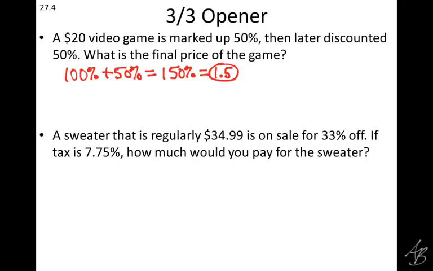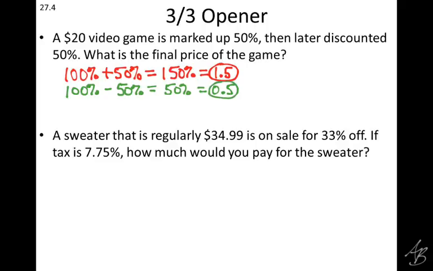But if it doesn't sell, they might put it on sale. So they put it on clearance for 50% off. So how are we going to figure out what happens then? Start at 100% and do what? We're going to subtract 50%. And when we subtract 50% from 100%, we get 50%. We change that to a decimal and we get 0.5.